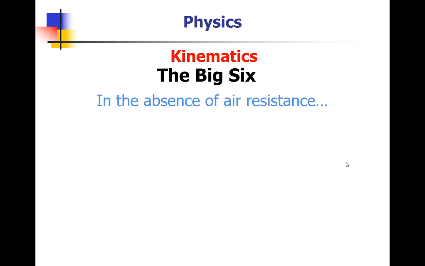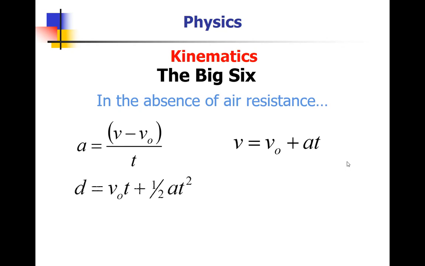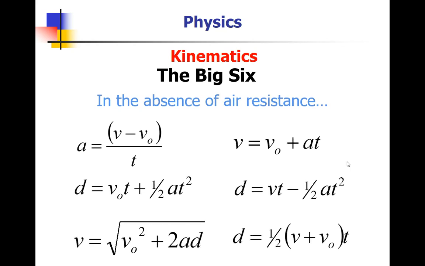But if we can ignore air resistance, then a is v minus v naught over t, the acceleration definition, or v is v naught plus at, the final velocity equation, or d is v naught t plus 1/2 at squared, the initial velocity displacement equation, or d is vt minus 1/2 at squared, the final velocity displacement equation. The v squared equation, v squared is v naught squared plus 2ad, or to solve for final velocity, v is the square root of v naught squared plus 2ad. And the average velocity equation, d is 1/2 v plus v naught times t.